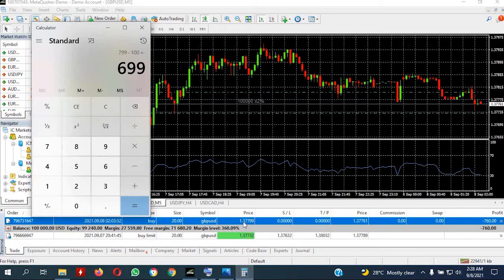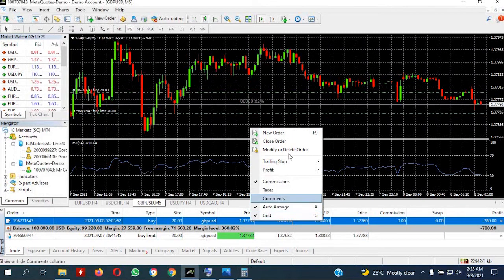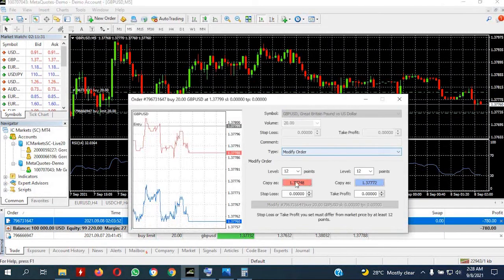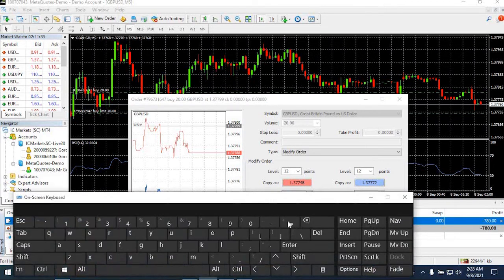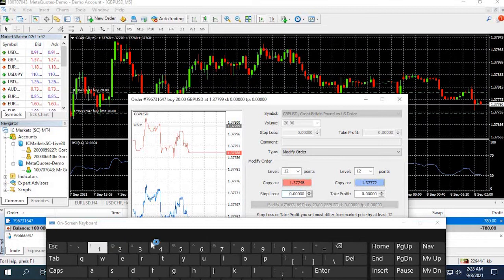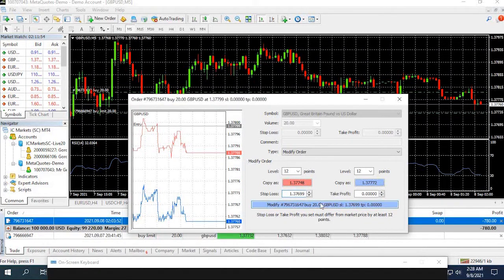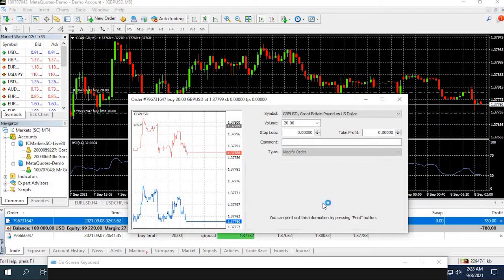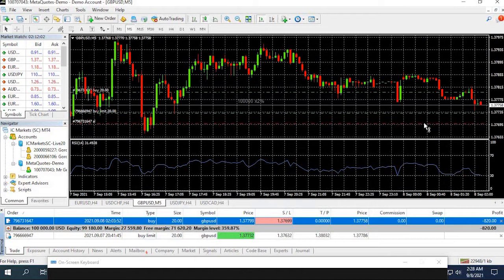So the price would then be 1.37699 as the stop loss. So I click modify, stop loss 37,699, right? And then you click modify. Okay, right?